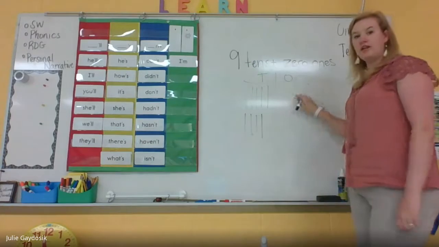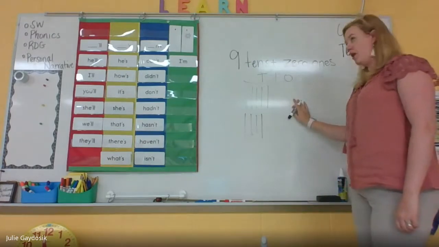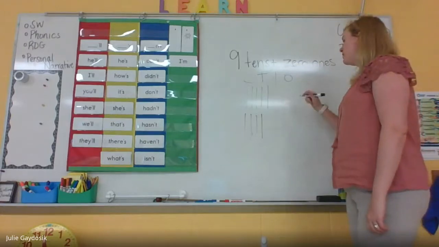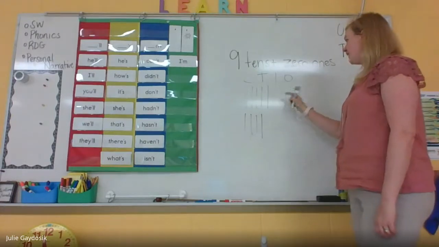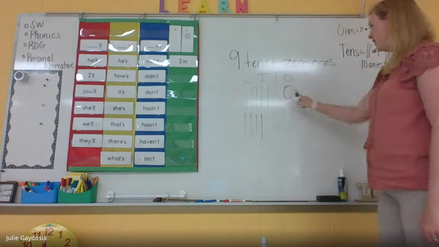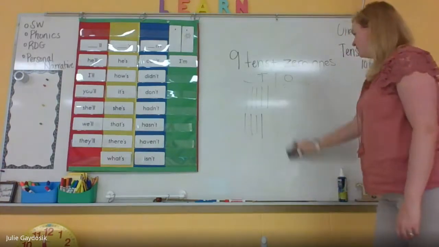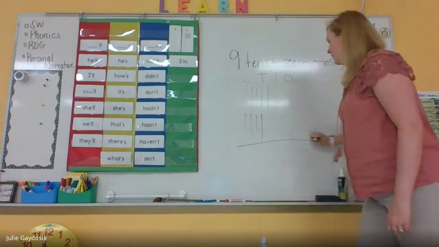So do I draw anything in my one spot? No, I do not. I leave that blank. 0 means nothing. So you don't want to put 0 here because then you're going to think that this is a ones cube, and it is not. Then we count our ones.